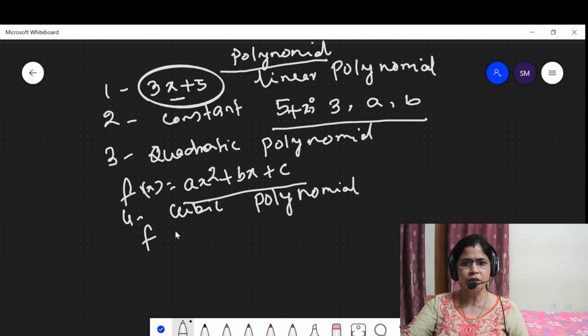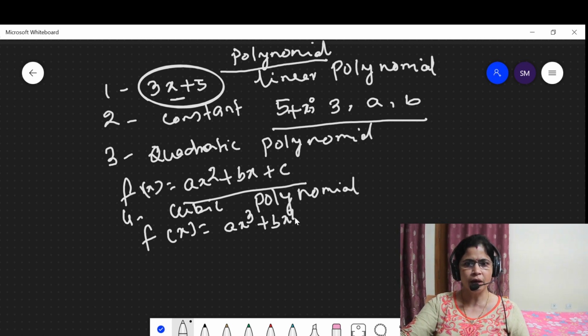Cubic polynomial means a polynomial of degree 3. f(x) is equal to ax cube plus bx square plus cx plus d. This is called the cubic polynomial.